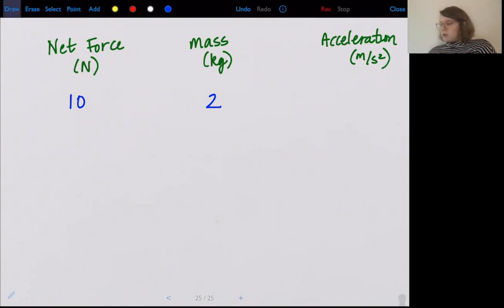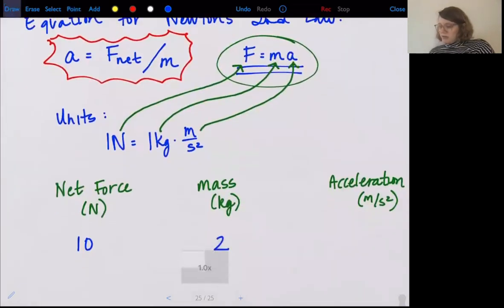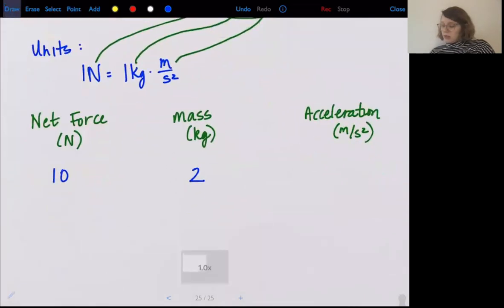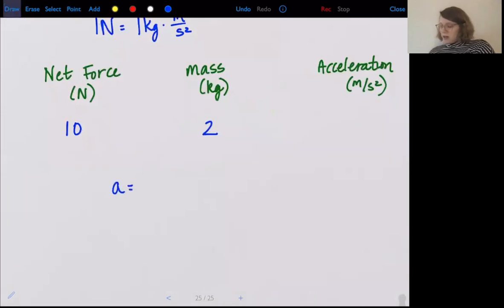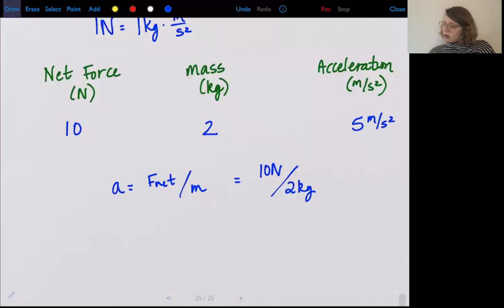To solve for that, we would use our equation that we just had above. Let's write it, A equals F net divided by mass. So that's going to be equal to 10 newtons divided by 2 kilograms, right? So we get here an acceleration of 5 meters per second squared. You might be saying, how the heck do we get meters per second squared from these 2 units, newtons per kilogram?